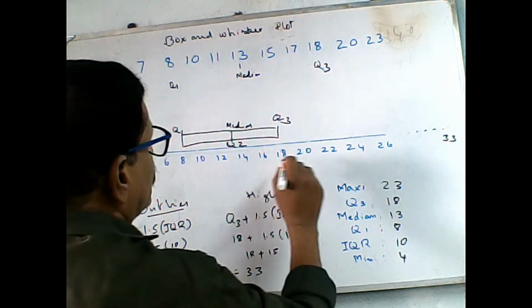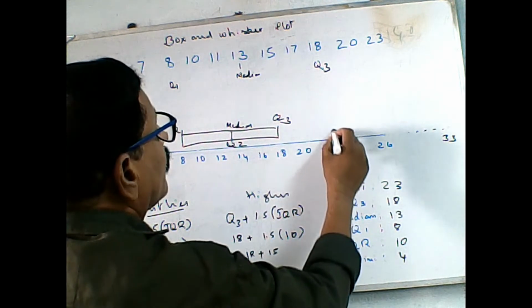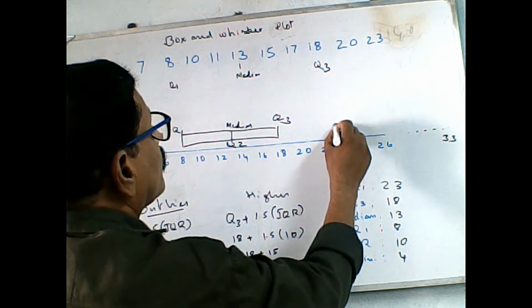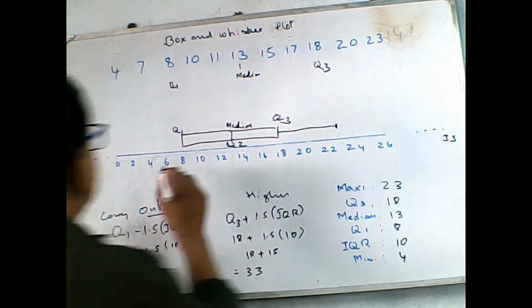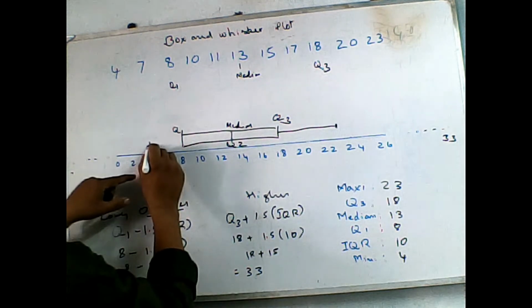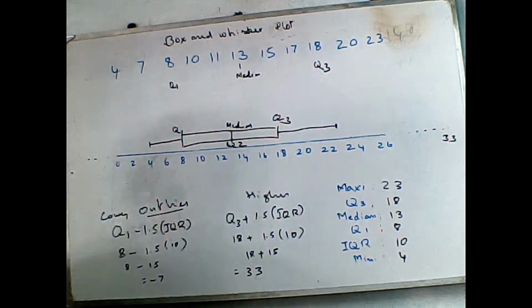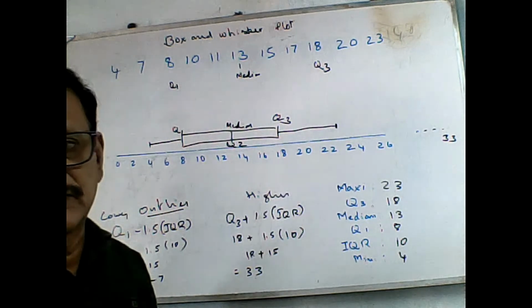You see this one, 23, you see the 23. This line we draw to 23, and then the minimum number, you see, you can draw this one. This is the box and whisker plot, you see.